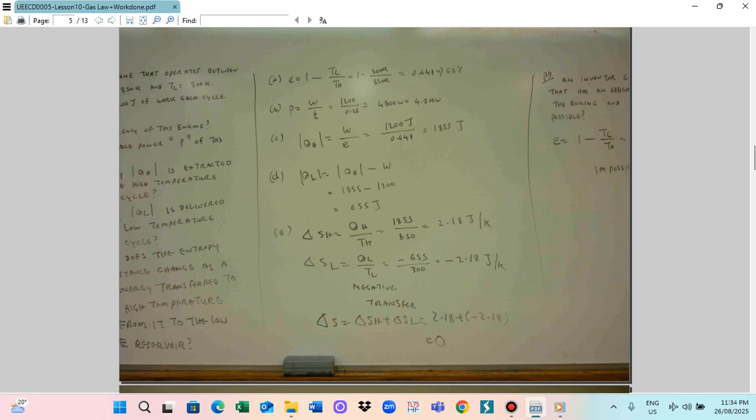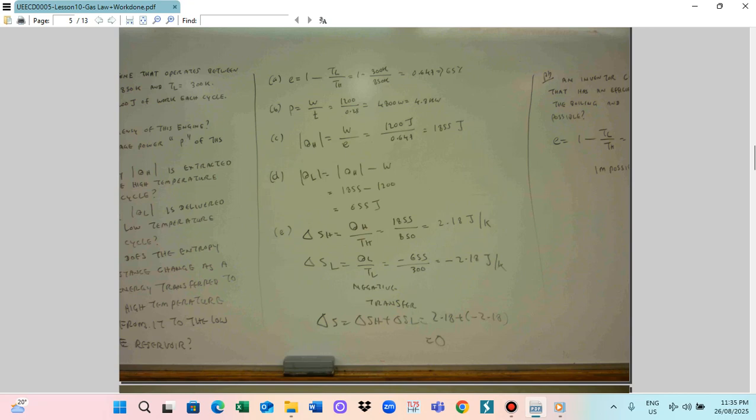Now, what is the average power of the engine? In this case, the work done is 1200 joules per cycle. Power is work divided by time, so power is equal to W by t. The work we already calculated is 1200 joules, and the time is 0.25. So 1200 divided by 0.25 gives 4800 watts, or 4.8 kilowatts. So this is how the power can be calculated.